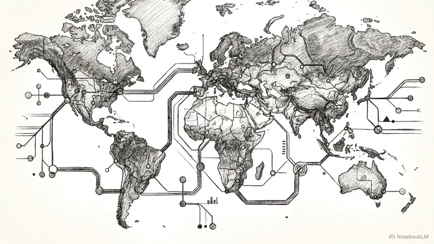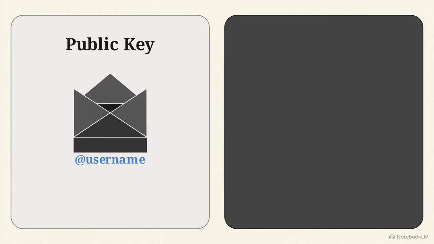Your crypto isn't stored inside the software wallet itself. It lives entirely on the blockchain. A wallet stores two keys. First, your public key. Treat this like a PayPal username. It's safe to share, so you can receive money.